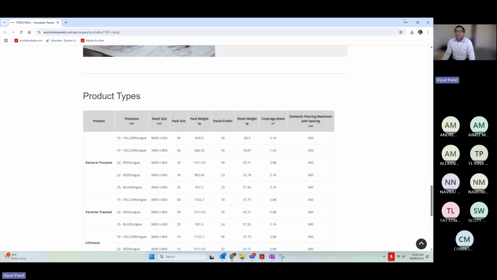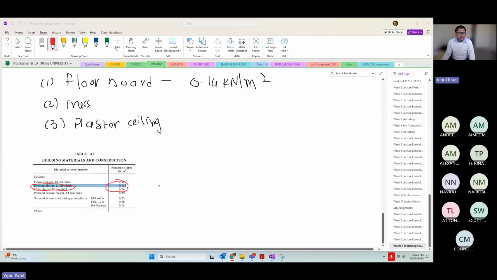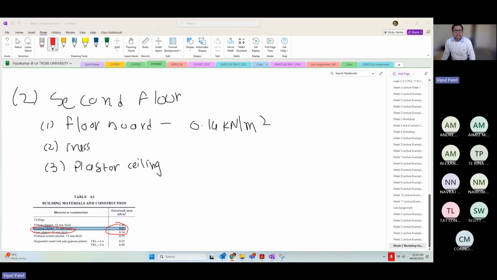Basically, you just use values from Australian standards whenever it comes. Don't go to these links because you don't have access to them all the time. If you use 0.13, it's still fine for floorboards, which is very close to this one.